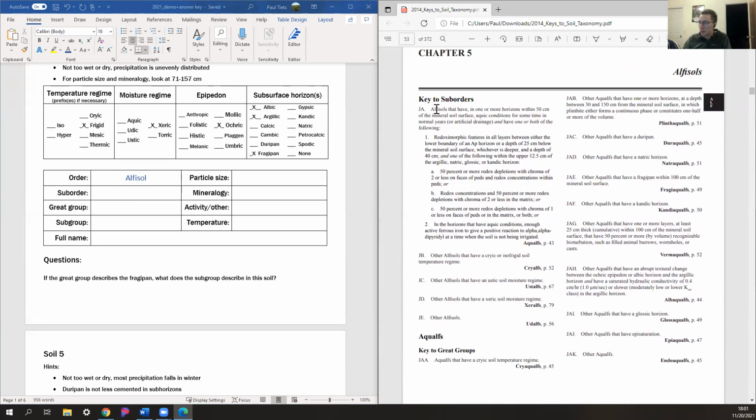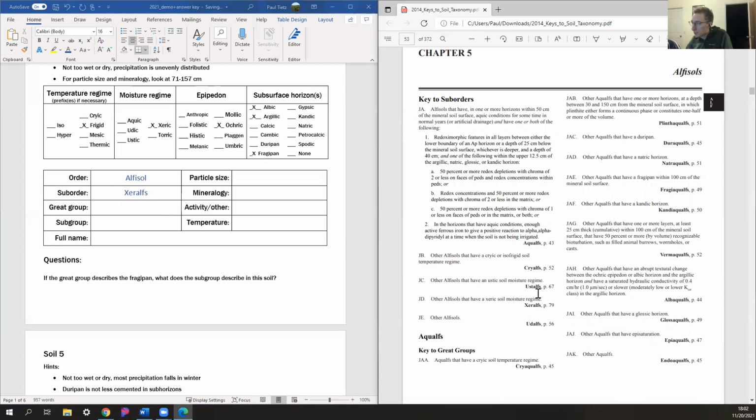Before I dive right in reading line by line, I like to take a peek at what the suborders are. Aqualfs, Cryalfs, Udalfs, Ustalfs, and Xeralfs. Okay, so they're all based on the moisture, like the climate conditions. We know we're xeric, so I'm looking right at Xeralfs. Any Alfisol that has a xeric moisture regime. That's going to be us. So let's go Xeralfs right here.